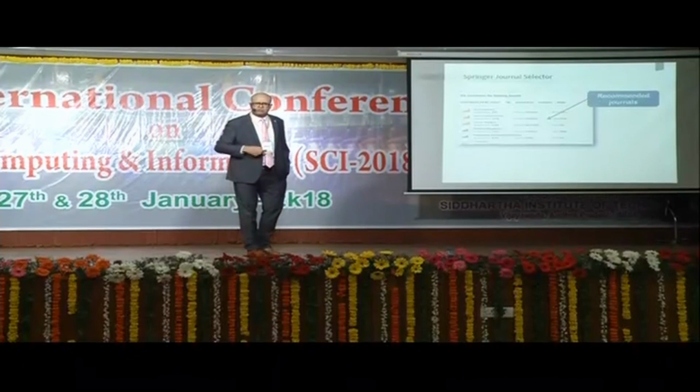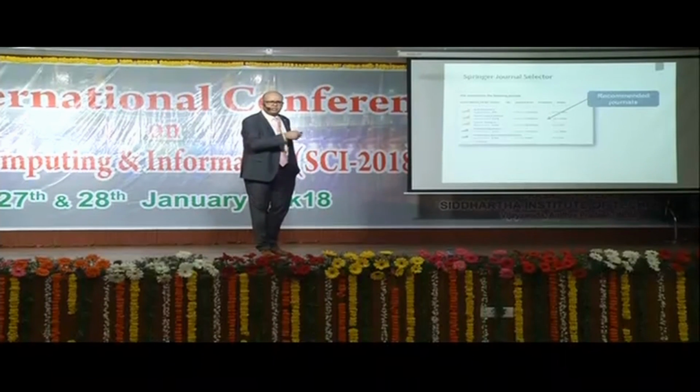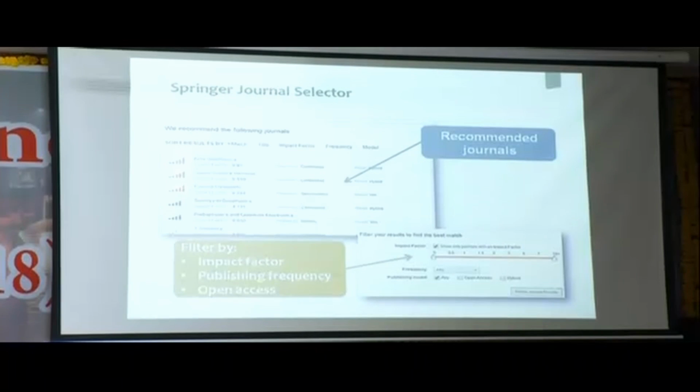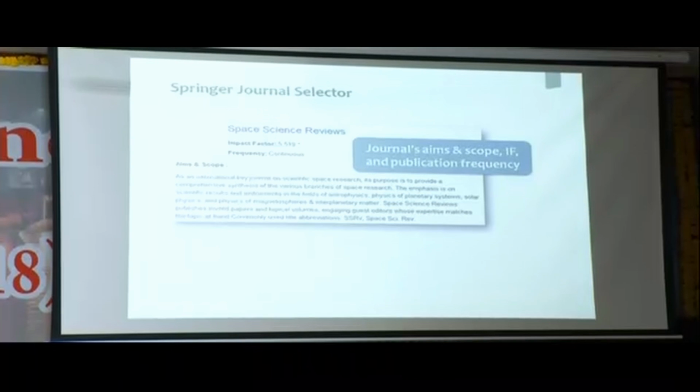It is a small software that calculates your keywords and so on, and whether they are linked to the scope of that journal. You can filter by impact factor if you don't want to go to really high and tough journals, by publishing frequency, how many issues, and whether it is open access or not. And if you select your journal, for example here, Space Science Reviews, you go and read about the aims and scope, see all details related to the journal, and decide.